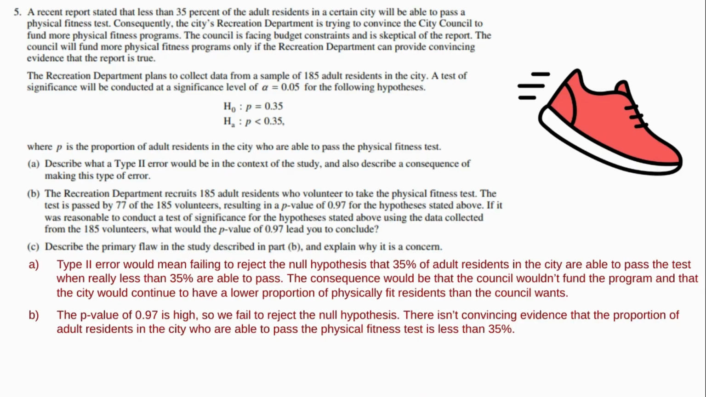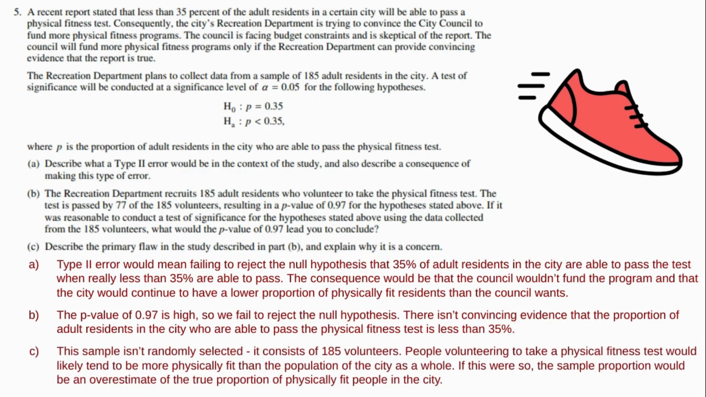All right, let's see Part C. This sample is not randomly selected. It consists of 185 volunteers. People volunteering to take a physical fitness test would likely tend to be more physically fit than the population of the city as a whole. If you're not very physically fit, why would you want to take a physical fitness test? Not my idea of a good time. If this were so, the sample proportion would be an overestimate of the true proportion of physically fit people in the city.